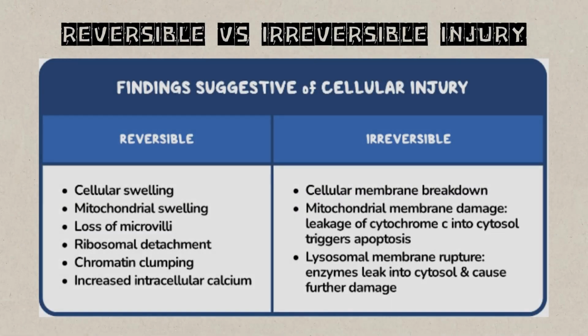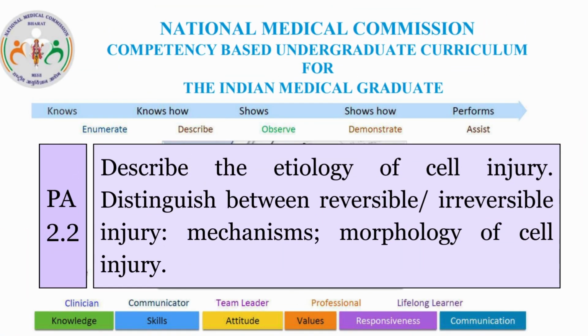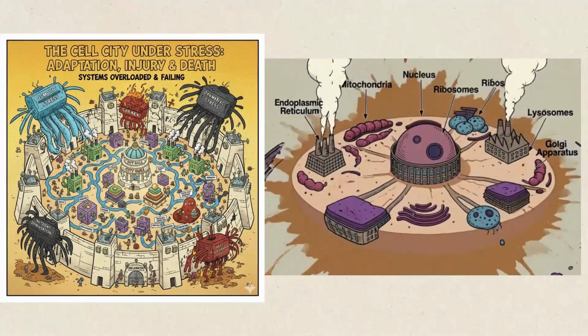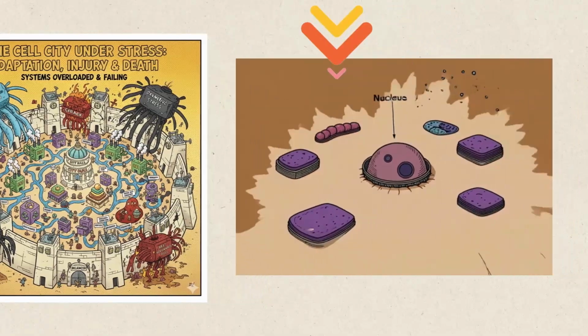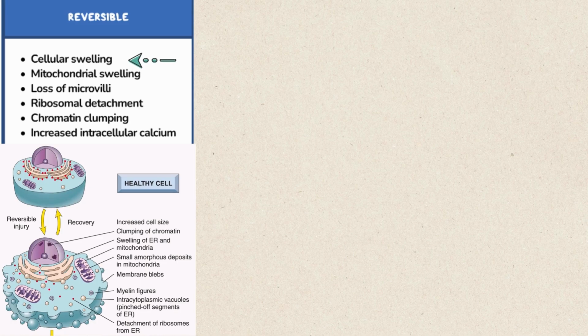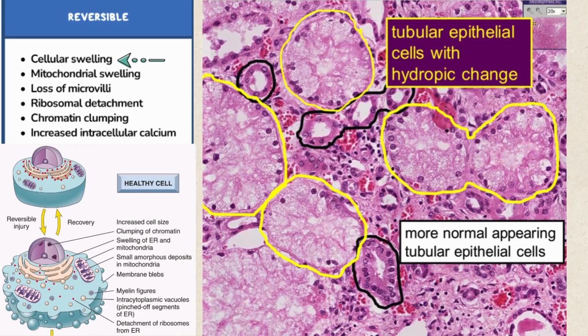This is a critical concept, PA 2.2. Is the city just damaged or has it fallen? Reversible injury. The city is flooded and the power is down. Under the microscope, we see cellular swelling. The cell looks pale and turgid.